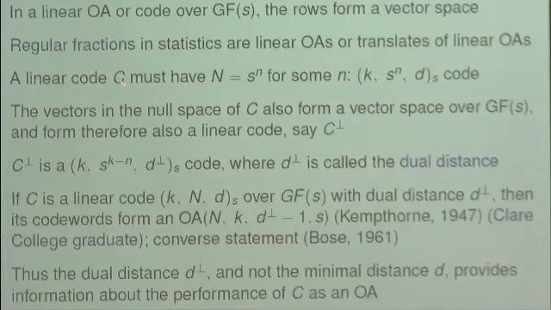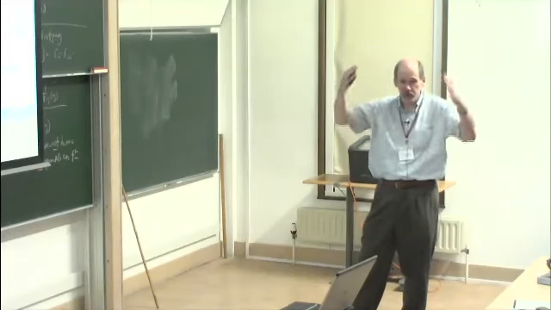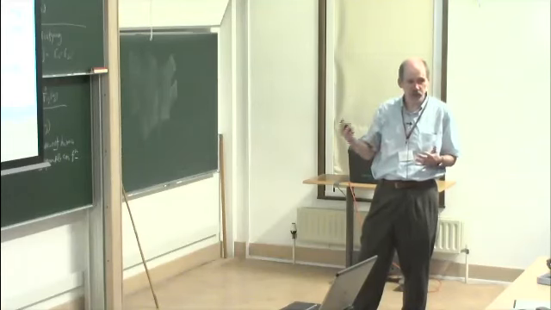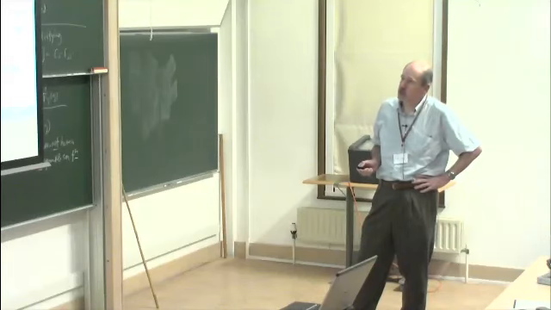Now, since this is a vector space, I can look at C as a matrix. I put all these words, I look at this as a matrix, and so I can look at the null space corresponding to that matrix. Well, that's the code itself, and it's a linear code again. In fact, you can easily show it. It's a code with the same length. The words are exactly the same length.